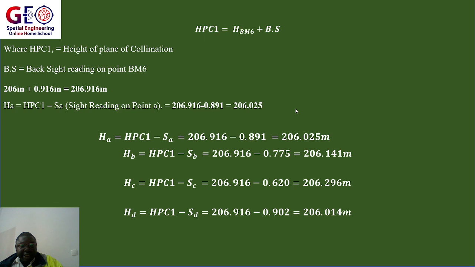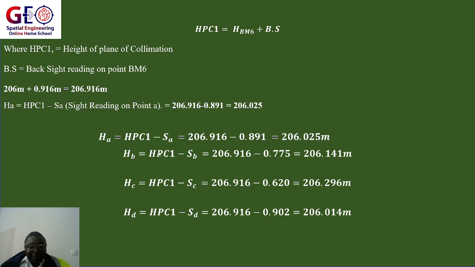That is just logical. So we did all that. We have height A equals HPC1 minus side A, where side A is the side reading on point A. So we had 206.916, the HPC1 we earlier calculated, minus 0.891. This 0.891 was the side reading on point A that has been converted to meters. So we had an answer of 206.025 meters. So that was the height A.